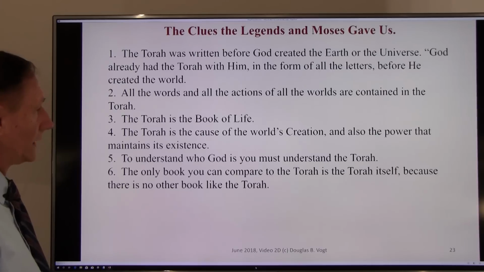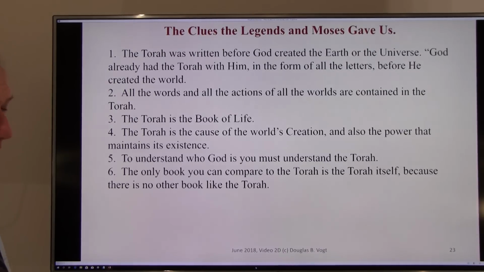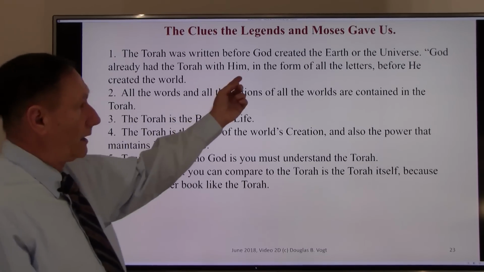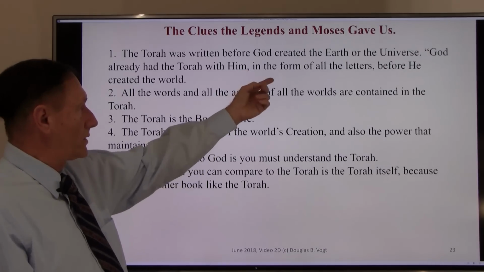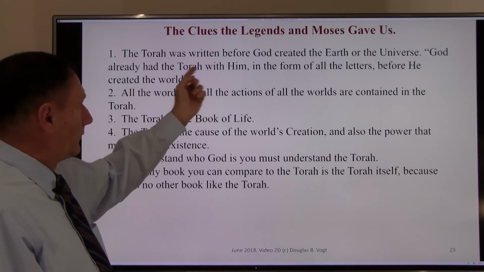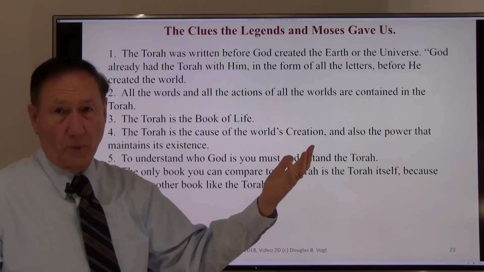Okay, clues. This is the Legends of the Jews, and I'll read it again for those who have cell phones. 1. The Torah was written before God created the earth or the universe. Quote, God already had the Torah with him in the form of all the letters before he created the world. He's saying an operating system. There's no question about it. Before they turned on the thing, they had to have the program, right?